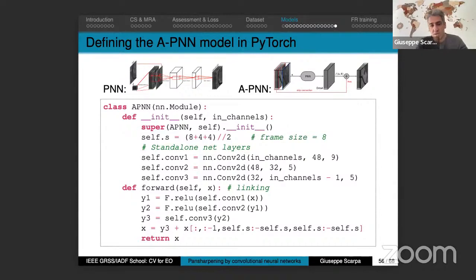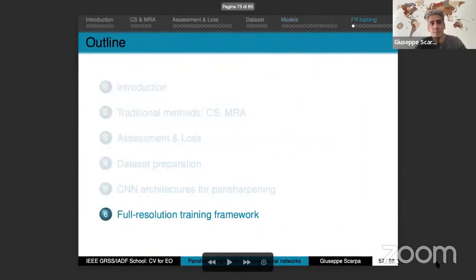Okay, so this concludes this part on models, and it's time for questions, if any. Okay, so we are going to conclude this talk.